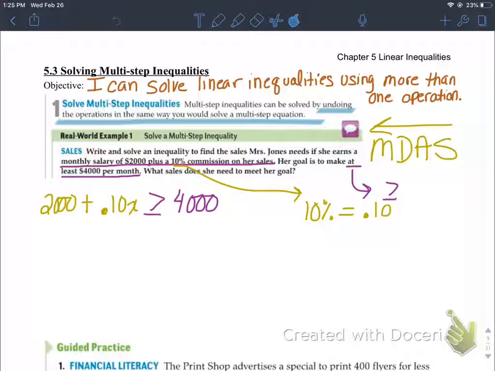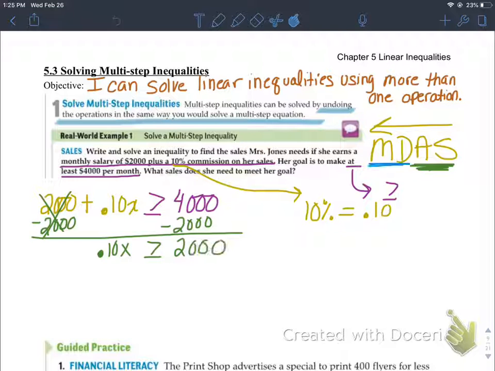Now we're going to solve our inequality undoing MDOS. So first thing we need to do is add or subtract, and we will subtract $2,000 first. Then we will have left over that 0.10x is greater than or equal to 2,000, and now we will do the multiplying or dividing, which is going to be dividing by 0.10, leaving us with x is greater than or equal to $20,000. So in order for Mrs. Jones to reach her goal of $4,000 per month, she needs to sell $20,000 of product.